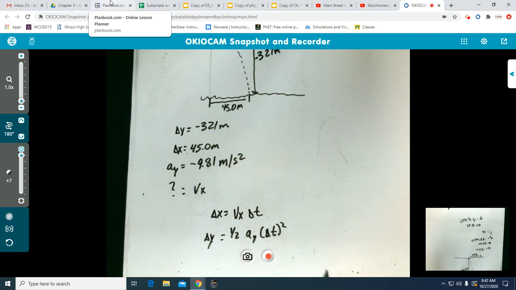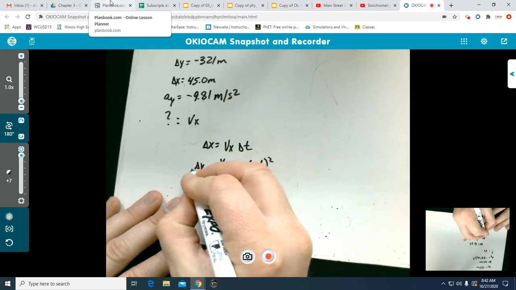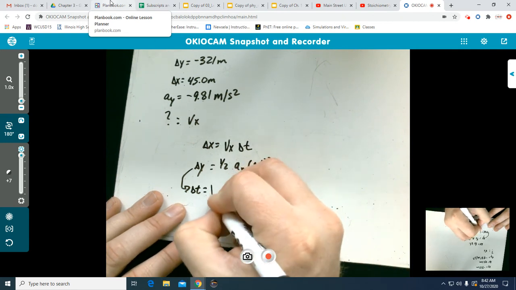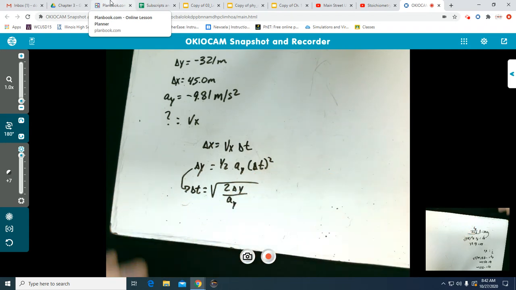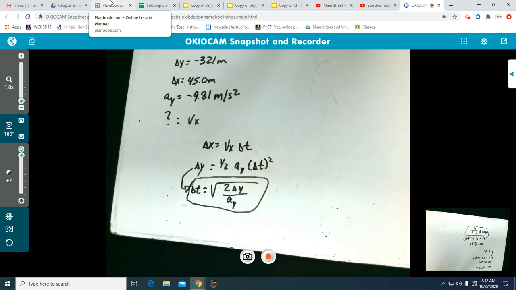So, let's just say, for the y part, we basically know this. We know what this will be. So we need to rearrange this equation to solve for delta t so we can then substitute it in a little later. And so what we're going to have is a formula that's going to look like this. Delta t is equal to the square root of 2 delta y divided by the acceleration in the y direction. So this is kind of like our stepping stone here.